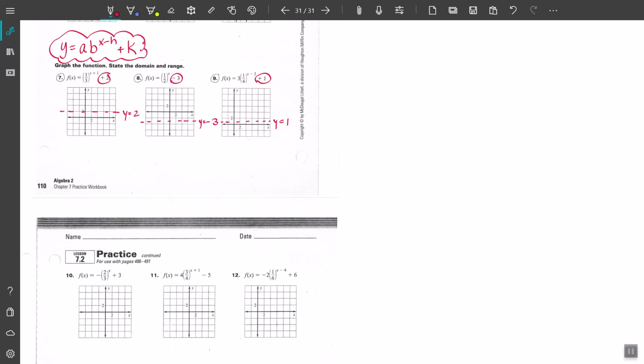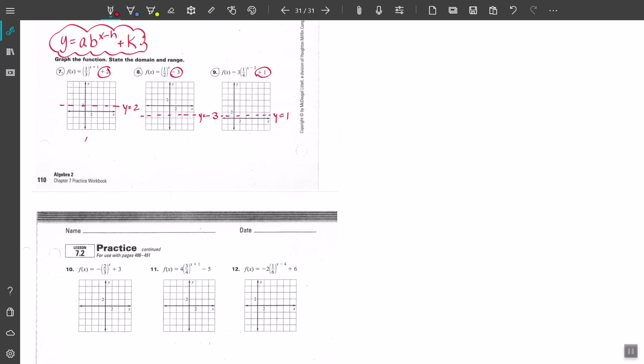So for number 7, we'll just make our xy table. And again, I'm looking for values that are going to make this a little bit easier to calculate in my head. If I use x of -1, it's going to zero out the exponent. -1 plus 1 would give me 0. That makes the 1/3 become 1. And then I have 1 plus 2, which will give me 3.